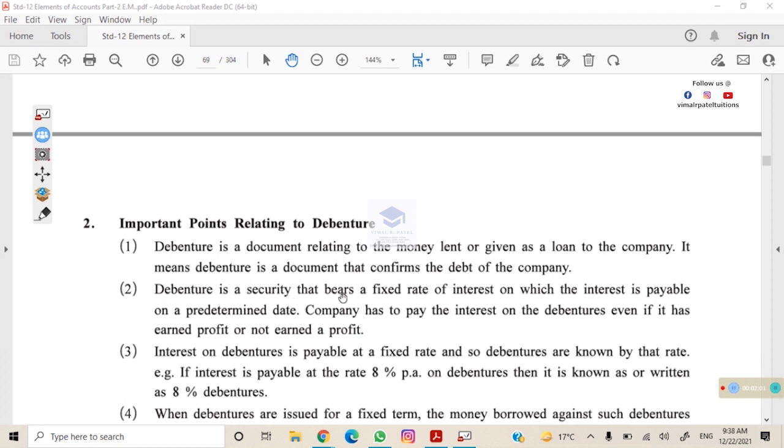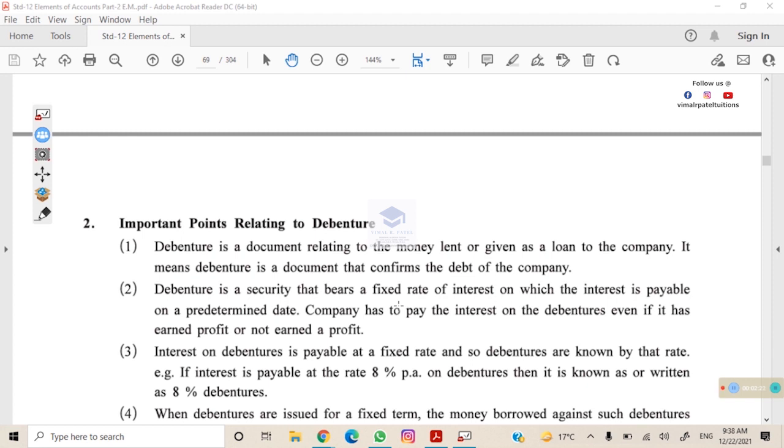Debenture is a security that bears a fixed rate of interest, payable on a predetermined date. This means, whether the company has earned profit or loss, interest on debenture has to be paid. It is an expense for the company. So, it doesn't matter whether the company has made profit or loss, the interest on debenture will have to be paid. Interest on debenture is payable at a fixed rate.